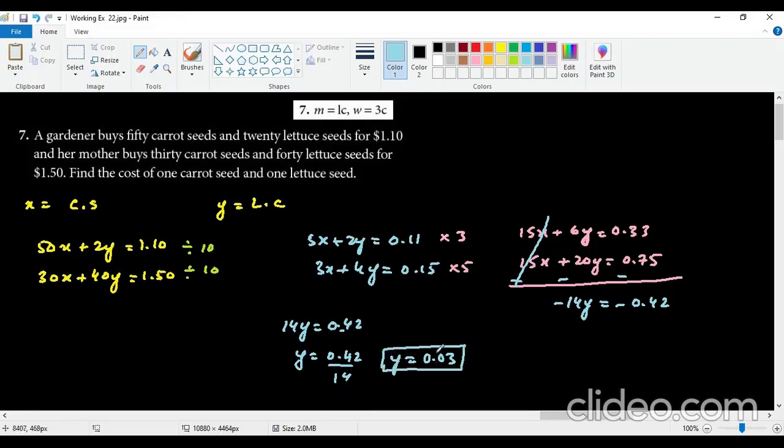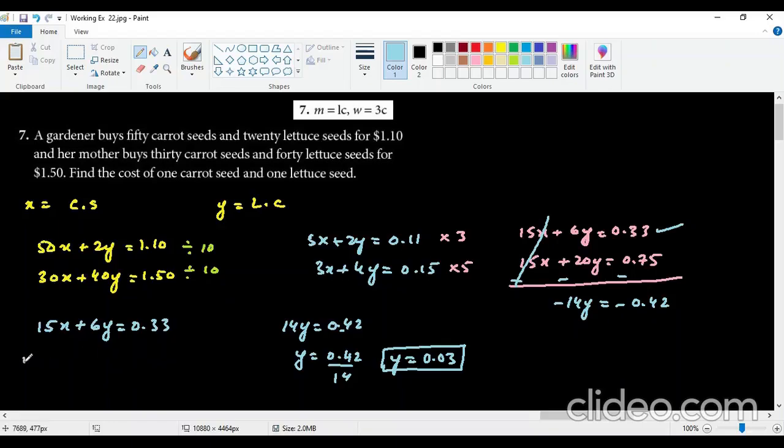Now I know very well that I can use any equations I feel like. 5x plus 2y equals 0.11, or I can use the other equation. Depends upon you which equation you feel like. So I will use the equation 15x plus 6y equals 0.33. This equation I'm talking about. In here I will replace the value of y.